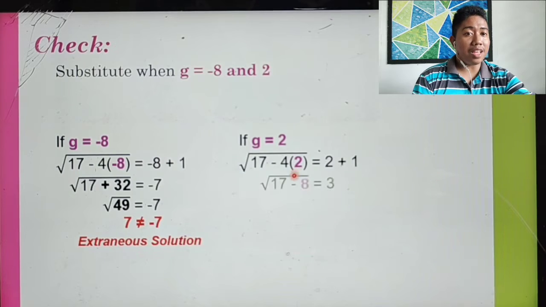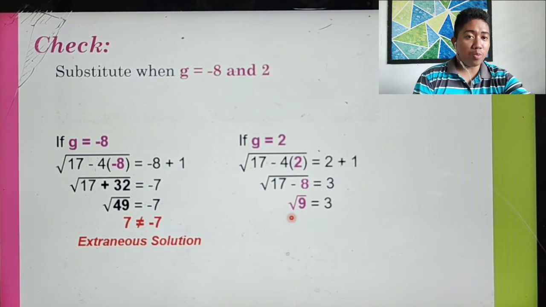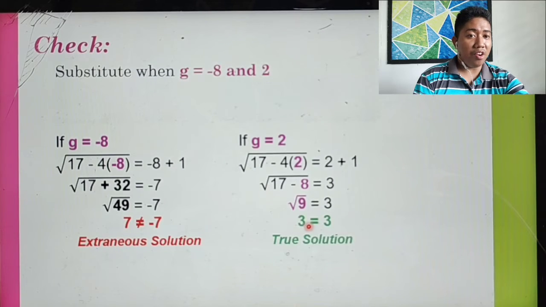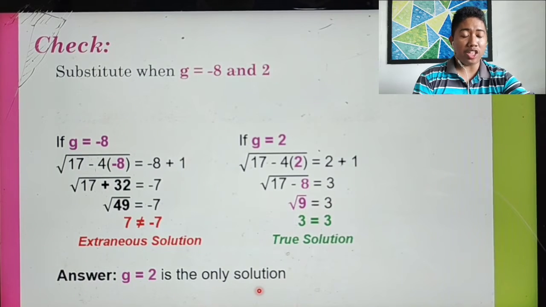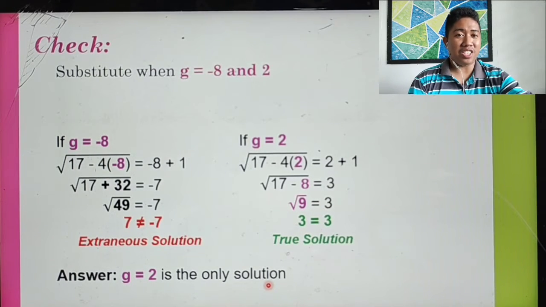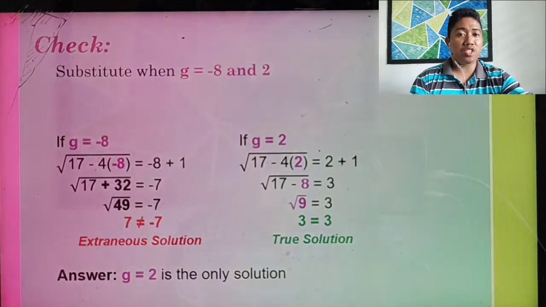So 4 times 2 becomes 8. 17 minus 8 becomes 9. The square root of 9 is equal to 3. Therefore, 3 is equal to 3, and the solution is true. Therefore, g equal to 2 is the only solution to the given equation, and that is the final answer. So let's move on to our next illustrative example.